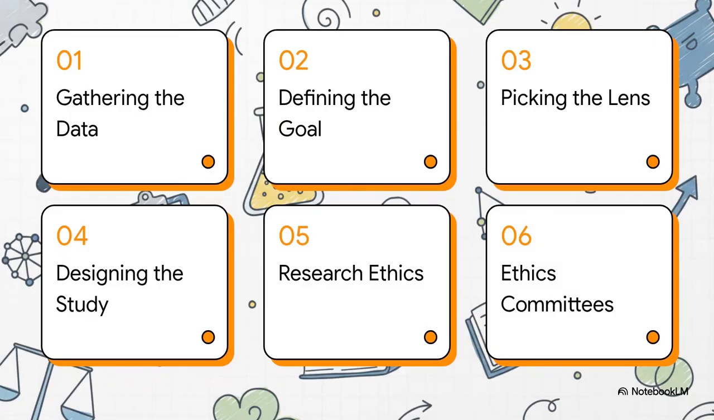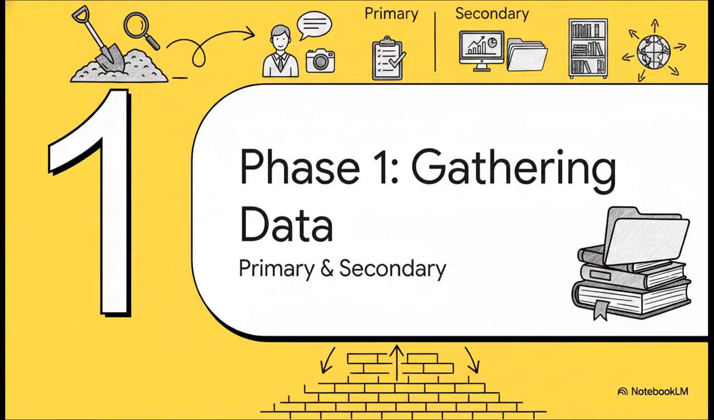So, here's our syllabus for the session. We'll be moving through 6 distinct phases: gathering the data, defining the goal, picking the lens, designing the study, research ethics, and finally, ethics committees. Let's kick things off with phase 1, gathering the data. Specifically, we're talking about primary and secondary research.